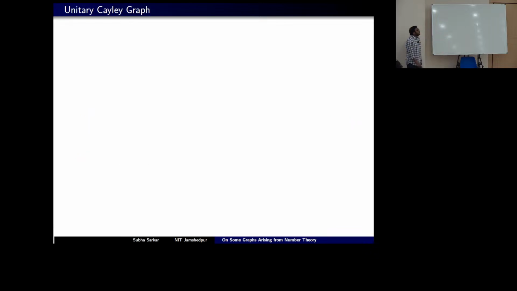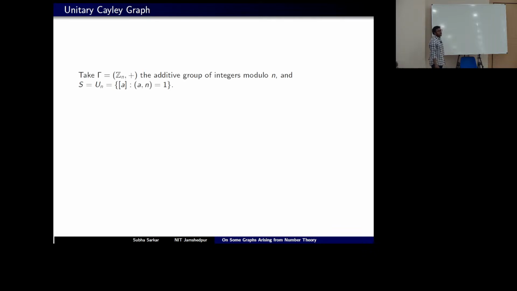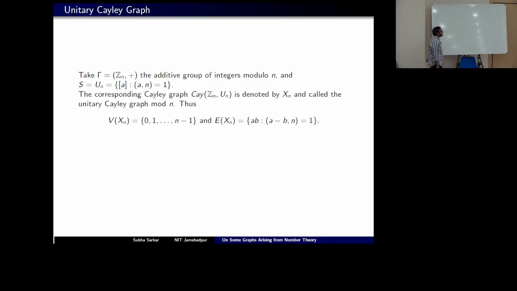Now here I give the definition of a particular Cayley graph which is known as the unitary Cayley graph. For that we take our group gamma to be Zn with plus, and we take S to be the group of all units. This S satisfies all the conditions, because 0 is not a unit, and if A is a unit, then minus A is also a unit. So if we define the corresponding Cayley graph, it is known as the unitary Cayley graph.